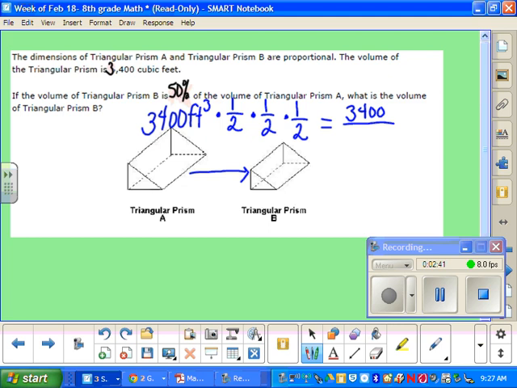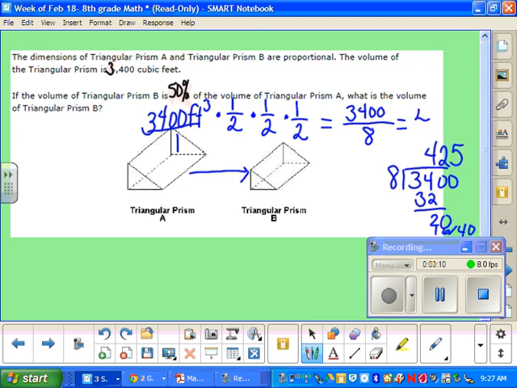Straight across the top, we get 3,400. When we multiply straight across the bottom, 2 times 2 is 4, 4 times 2 is 8. So now 8 goes into 34 4 times. That gives us 32. We have 2 left over. 8 goes into 20 2 times, which is 16. We have 4 left over. Okay, so 8 goes into 40 5 times. Okay, and that is your answer. So our new answer is 425, and we're still talking about volume, so it's going to be feet cubed.